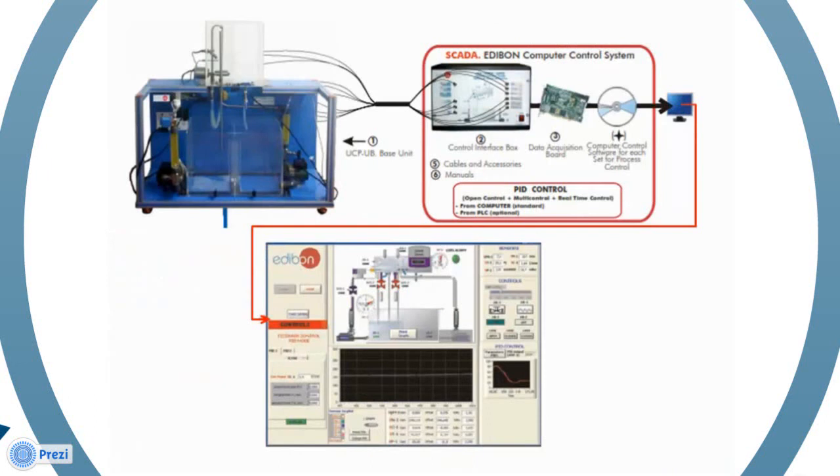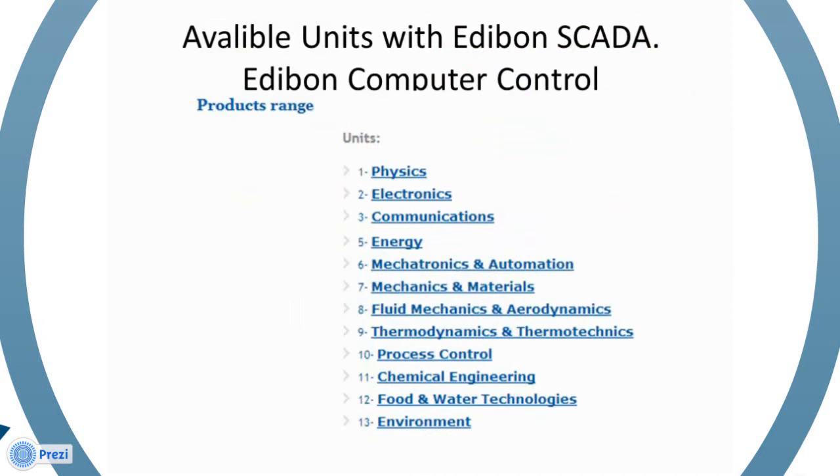Here are some examples of units with computer control. The UCP unit is one of the best units to visualize the importance of computer control and how it is relevant in all industrial applications for the future. Edibon has technical teaching units available with their unique SCADA computer-controlled system throughout the entire catalog.